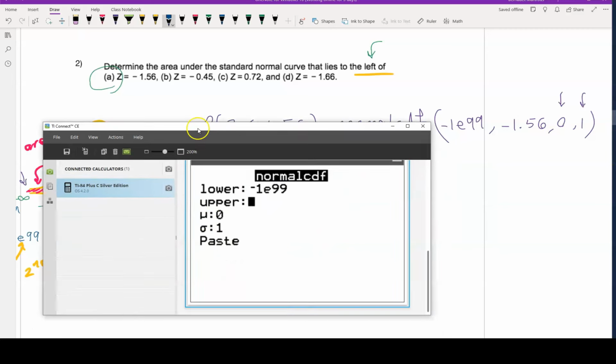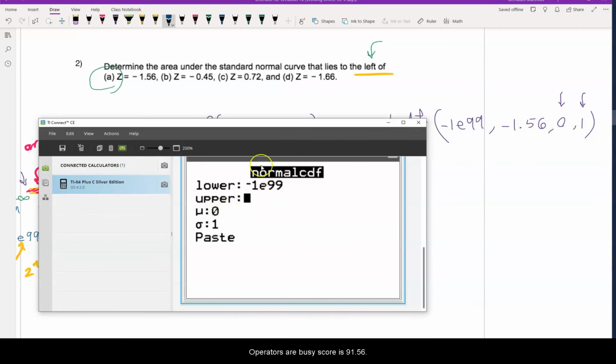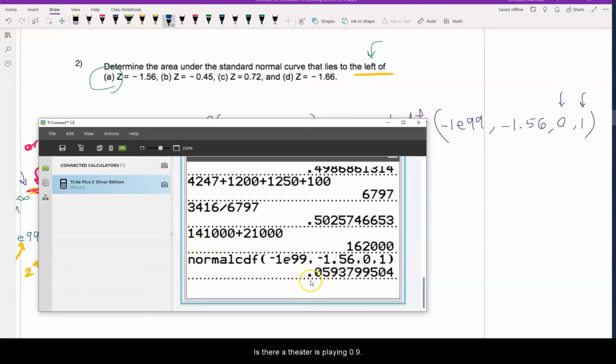So this is what I have. And upper is our z-score, negative 1.56. This part doesn't change. Mean is 0. Standard deviation is 1. Enter, enter, enter, enter. So here is the answer: 0.05937. I'm going to round to 4 decimal places. So the answer is 0.0594.